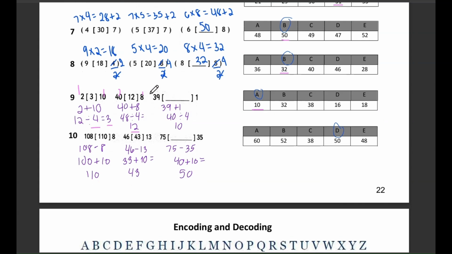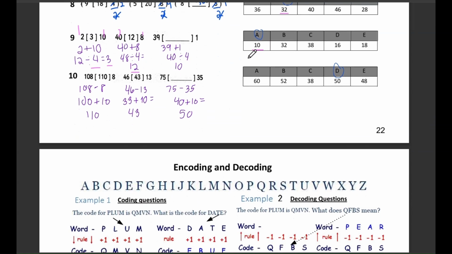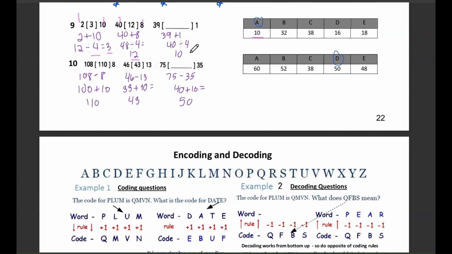Now let's apply that same pattern to the third set of numbers, 39, blank, blank, 1. We add the first number, 39, to the last number, which is 1, and get 40. Then divide by 4 and we get 10. So the missing number is 10. Thus, the correct answer is indeed A, 10. Any questions before we move on to question 10?